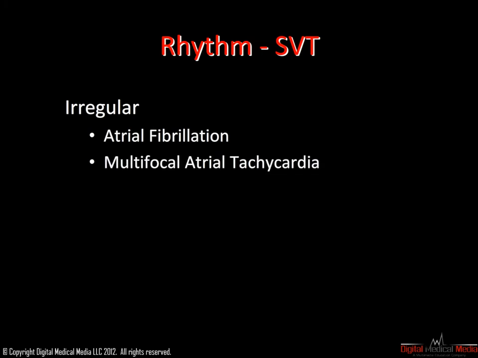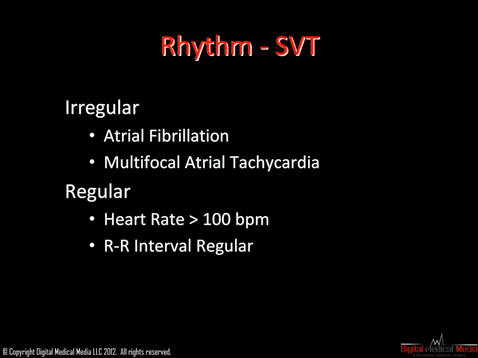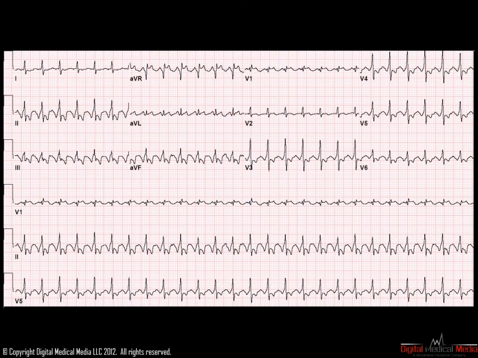The first 2 types of supraventricular tachycardia that we looked at were both irregular. These rhythms were atrial fibrillation and multifocal atrial tachycardia. If the heart rate is greater than 100 beats per minute, and the R-to-R intervals are regular and very predictable in nature, then we can move on to the regular forms of SVT. There are several indicators that we can use to determine the origin of the regular SVTs. The first of these is heart rate.